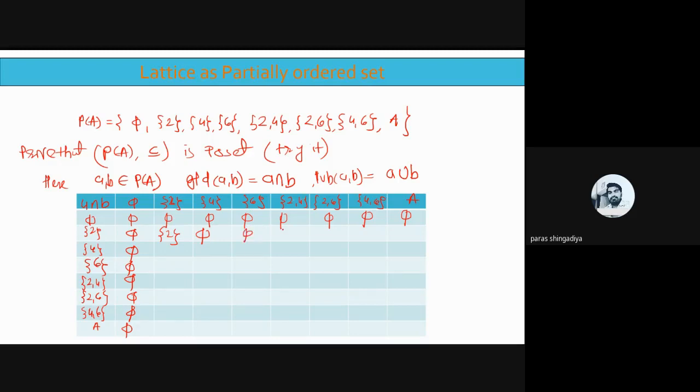2 with 2 4. So 2 is the common. So answer is a 2. 2 with 2 6. So answer is a 2. And 2 with 4 6. तो उसका intersection होगा 5. And 2 with A. So 2 is a common because what is the A there? A is equal to 2, 4 and 6. So 2 is the common value. So यहाँ पे आएगा singleton 2. Clear?